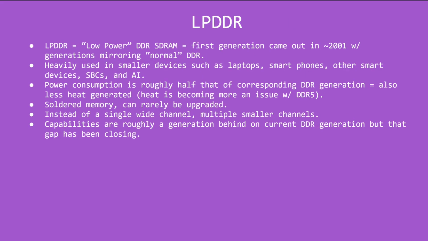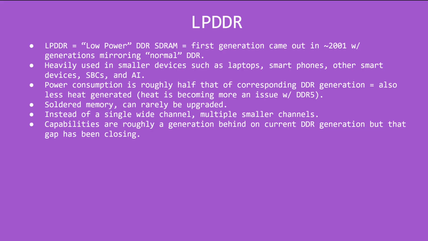We've also got a variant known as LPDDR. That means low power. It came out just a little after DDR generation came, and the generations sort of mirror normal DDR. They're basically used in smaller devices, laptops, smartphones, etc. That's one of the things that makes all those devices possible. The big thing is their power consumption is roughly half of that of the corresponding generation. So if it uses like 1.2, it uses around half, 0.6, give or take. Keep in mind it also generates less heat.